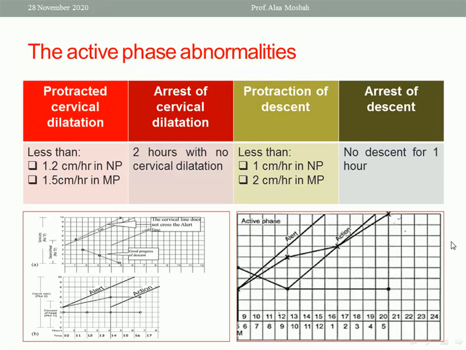So the active phase abnormalities may be, as we said, protracted cervical dilatation, if the progress is less than 1.2 centimeters per hour in nullipara or 1.5 centimeters per hour in multipara. Or arrest of cervical dilatation if there is no cervical dilatation for 2 hours. Or there may be protraction of descent of the head, less than 1 centimeter per hour in nullipara or 2 centimeters in multipara. Or there is arrest of descent if there is no descent for 1 hour.